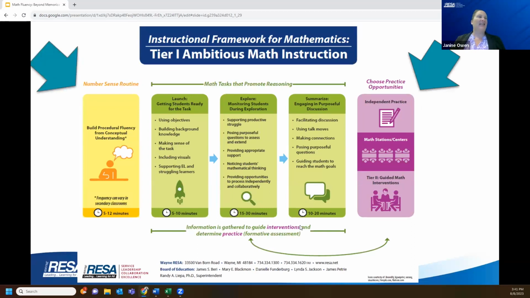What we are thinking about next: we've talked about the number sense routine and how we can build procedural fluency from conceptual understanding using number sense routines like a number talk. But we also want to think about how we can choose practice opportunities for students so that they have rich opportunities to become more mathematically fluent.